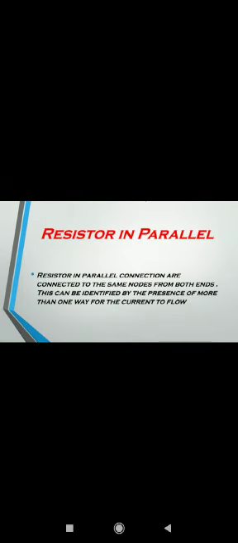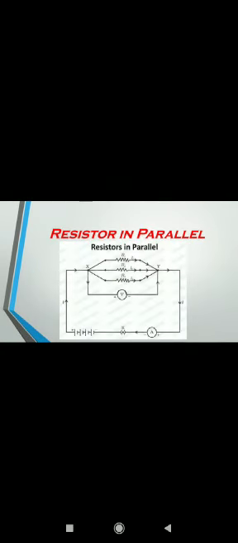Resistor in series, parallel. Resistors in parallel connection are connected to the same nodes from both ends. This can be identified by the presence of more than one way for the current to flow. Now we see the diagram of parallel. The current flows from one way and goes into three different lines.